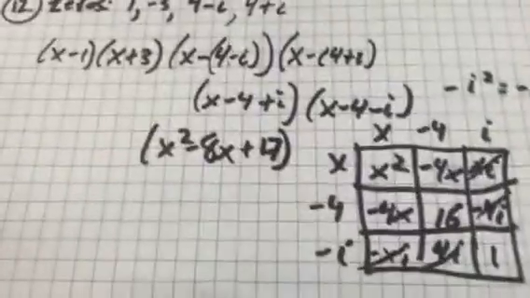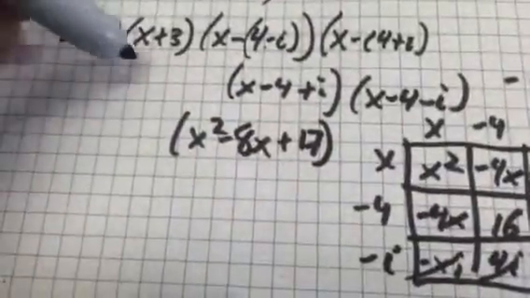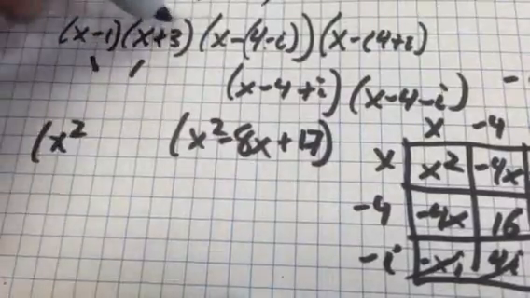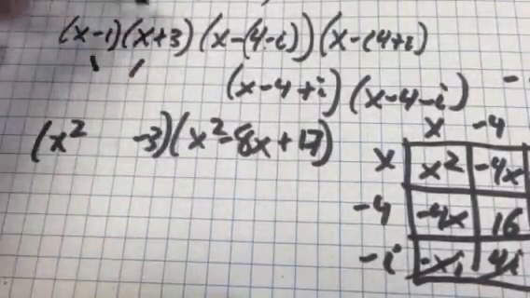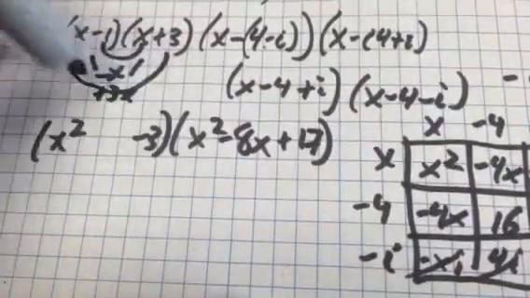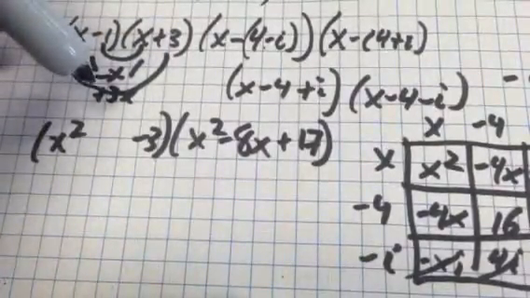And now I'm going to multiply these two out and see where they end up. x times x is x squared. Negative 1 times 3 is negative 3. And my middle term, notice, would be negative x plus 3x. So that's going to be plus 2x.